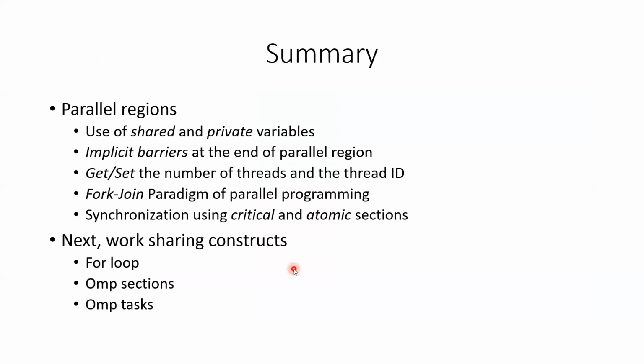Okay, so so far we have seen the basics of OpenMP, shared and private variables, the implicit barriers at the end of parallel for loop. After the barrier, the master thread takes hold of execution. How to get the number of threads, how to set the number of threads, how fork-join works, what is critical, atomics. And next we will be covering the very important and very popular constructs like OpenMP parallel for, sections and tasks.